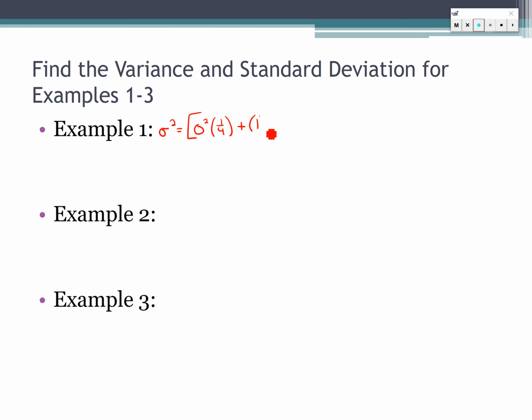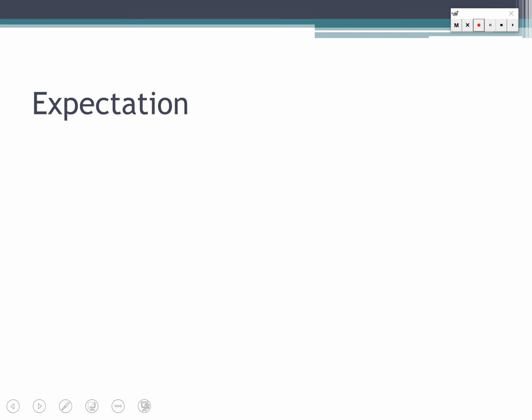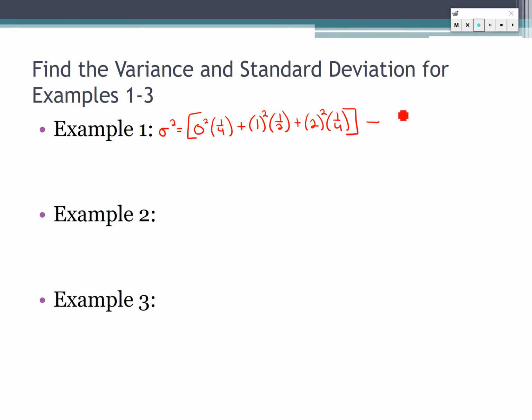Next possible outcome was 1 head. We square it. Its probability was 1/2. 2 heads. Square it, its probability was 1/4. The part we can't forget, and it does happen, we can't forget to subtract the square of our mean, or in other words, the mean squared. So I'm just going to make a little note here that for this example, we found this earlier. We found the mean for example 1 to be 1.